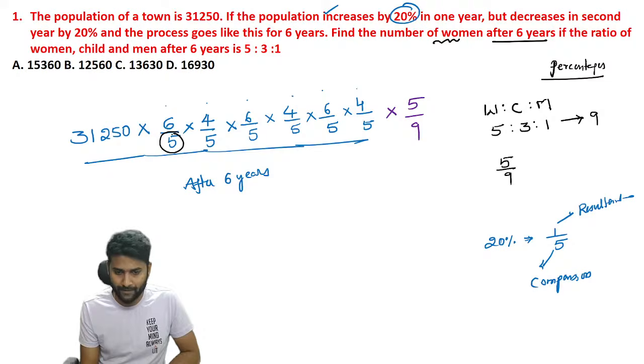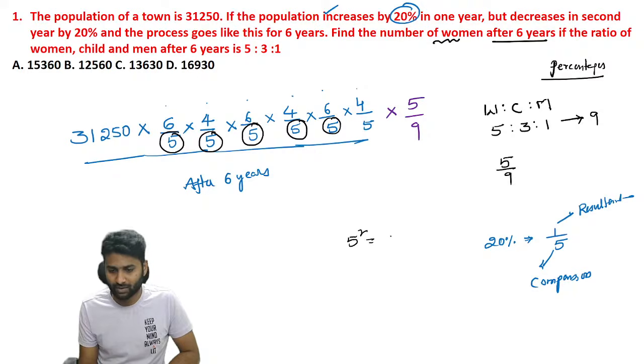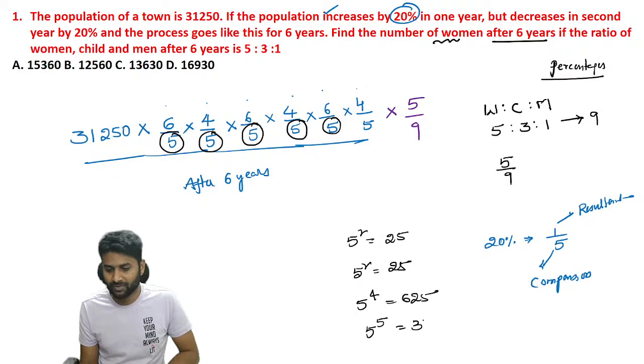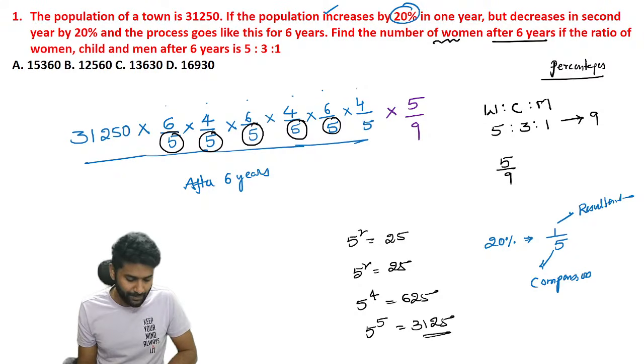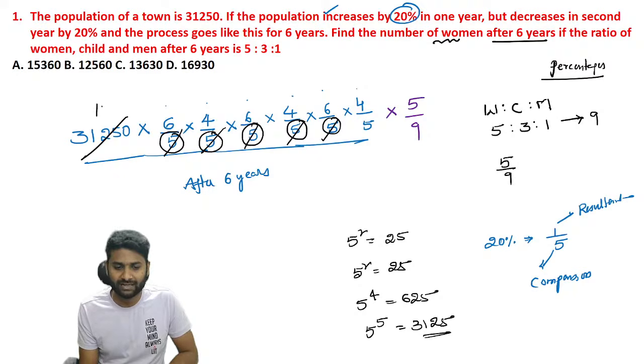Again, see 1, 2, 3, 4, 5. You already know that 5 square is equal to 25. It means 5 power 4 is equal to 625. Again, if you multiply with a 5, then the value becomes 3125. If you are good at observation, then your calculation is quite easy. Now, 5 power 5 is equal to 3125. Cancel. So just cancel the 5 tables. This is exactly 10 times.